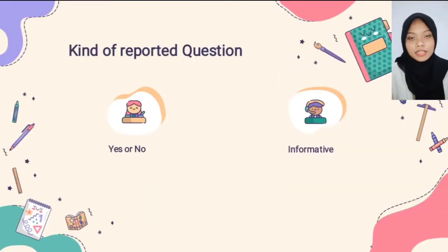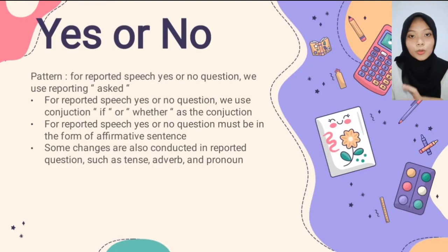And then, the next slide is reported questions. There are two kinds: the first, yes or no, and the second, informative. Okay, I want to explain yes or no. Yes or no pattern for reported speech yes or no question. We use the reporting verb asked.